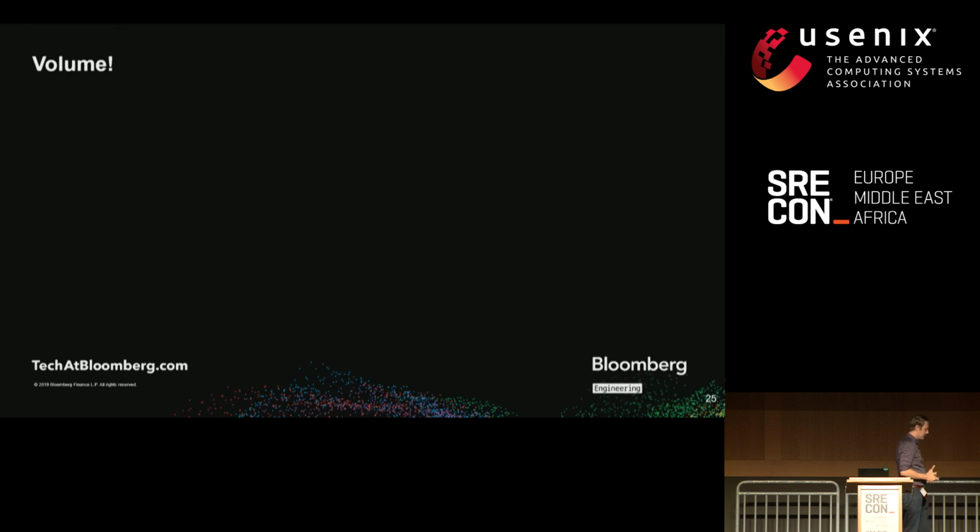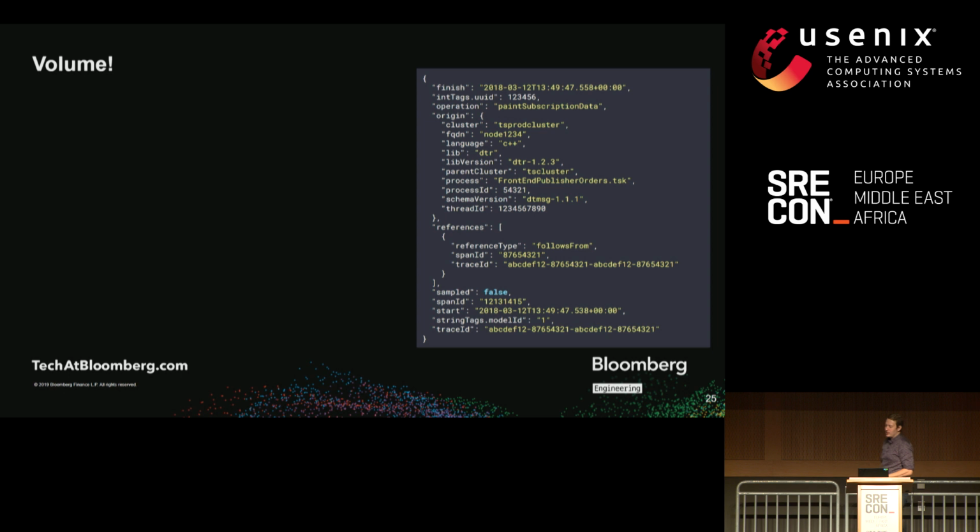Let's talk about some of the challenges, the details of the problems we actually run into. The general theme for all of these challenges is going to be volume. This is what a span might look like. This is one span within the trace, and in the previous trace, you probably saw about 10 or 15 of these. It's quite a heavyweight object, and this is a trimmed down version as well. So they can easily run into, let's say, a kilobyte in size.